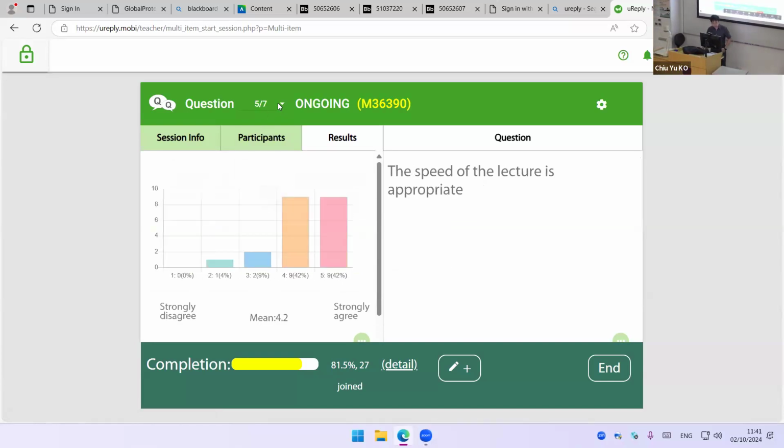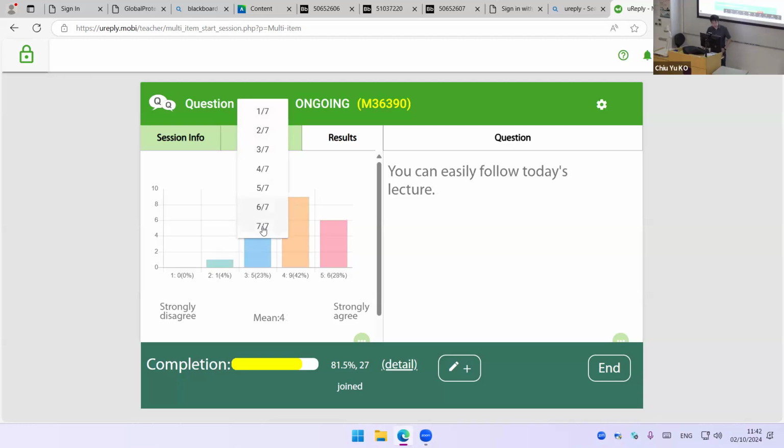So far the speed is okay, but someone says 2, so I have to see if I should slow down a little bit. Overall, it's okay.